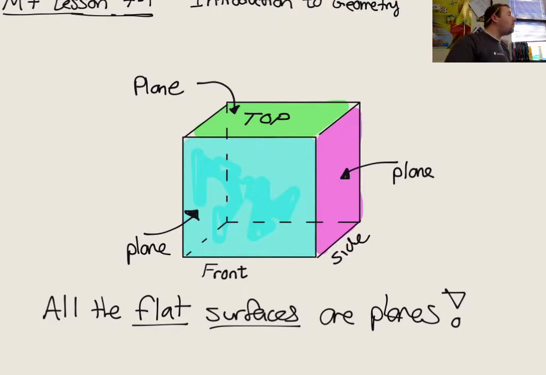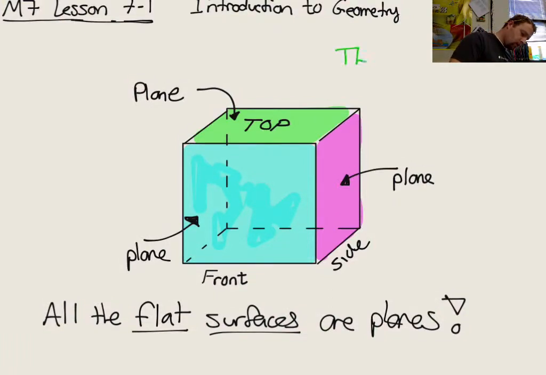Now, can I put things on the planes? How many of you have ever had little blocks that had letters on them? Okay, you had letters on them, right? So let's say for a moment, look at the top of our cube there. I wrote the letters T-O-P on that plane. So the word top is actually on the surface of the plane.